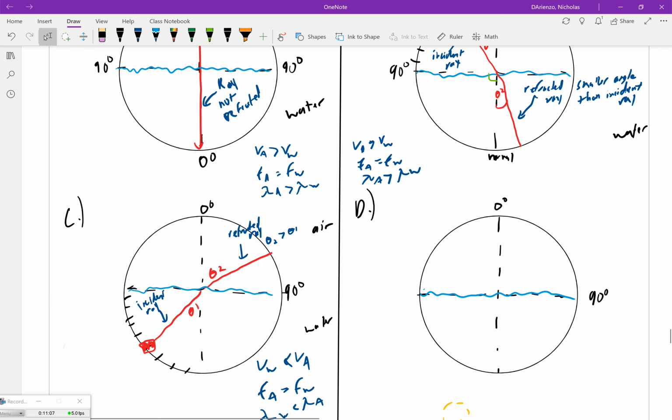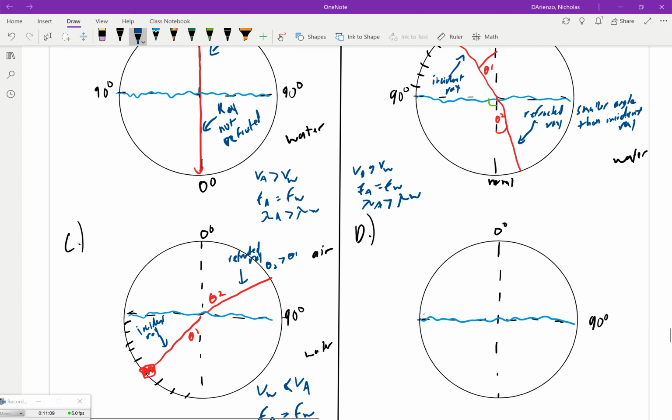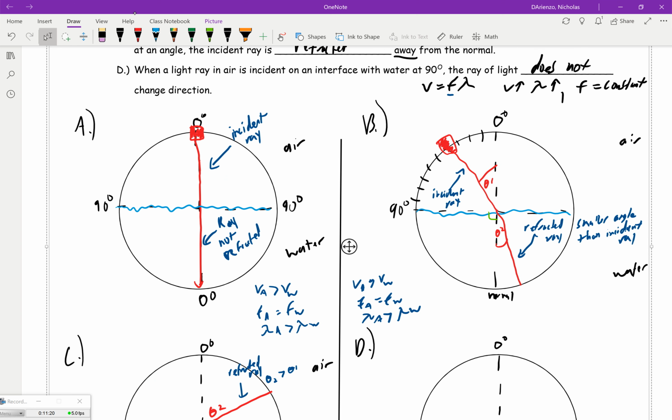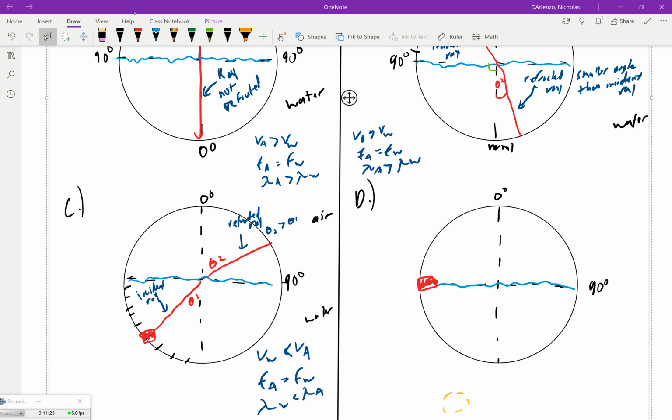In the last scenario, we're going to look at a light source interacting at an angle of 90 degrees. We're going to have a light ray moving along this boundary at 90 degrees. And we're going to have no refracted ray. So kind of the same idea that we would have with an incident ray at 0 degrees.